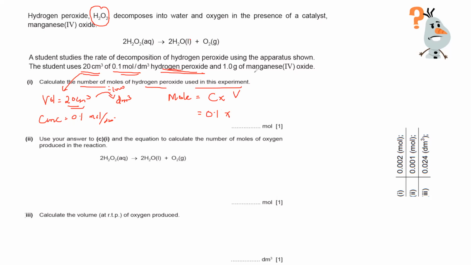So it will be 20 divided by 1000, that is 0.02. So the volume in decimeter cube is 0.02 and the concentration is 0.1. When we multiply them, we'll get 0.002. Is it clear, the first part? Anyone having a question or a doubt?